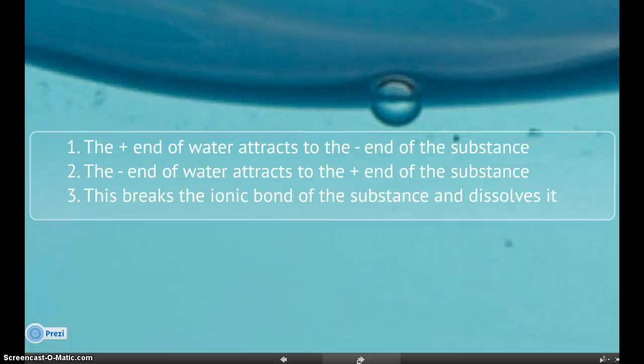The negative end of water, which is the oxygen side, will attract the sodium ions, the positives, the Na+. And when that happens, the salt will be dissolved into the water. It breaks that ionic bond and is dissolved.